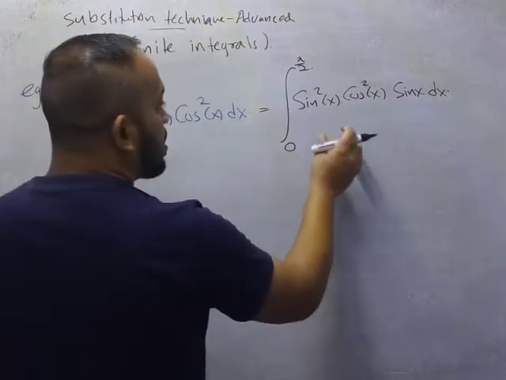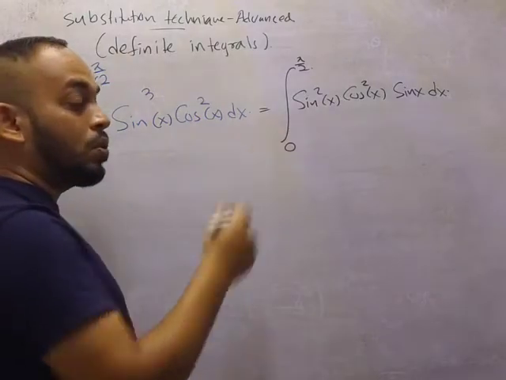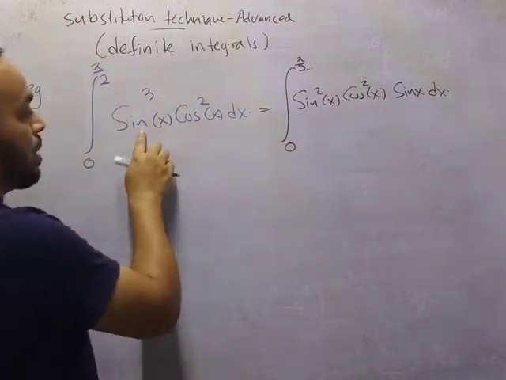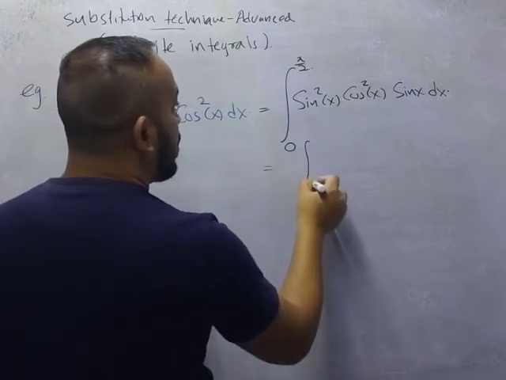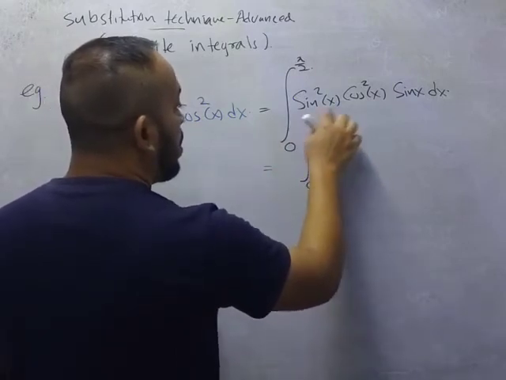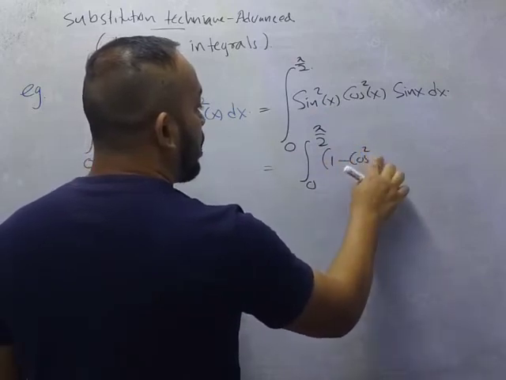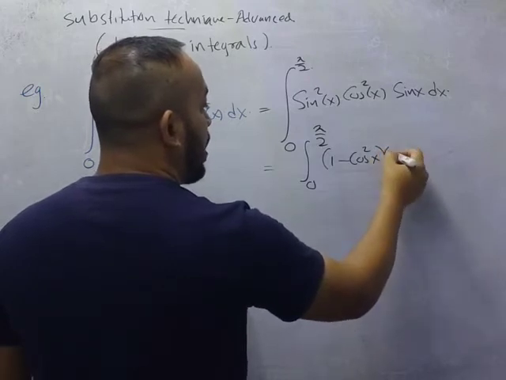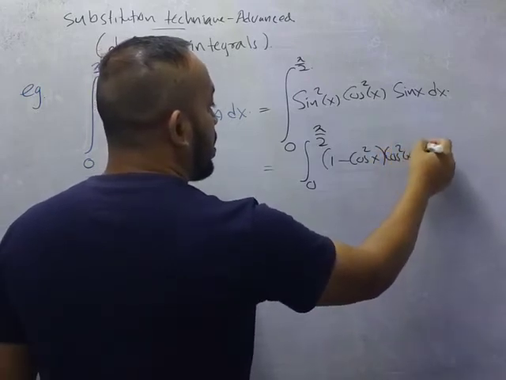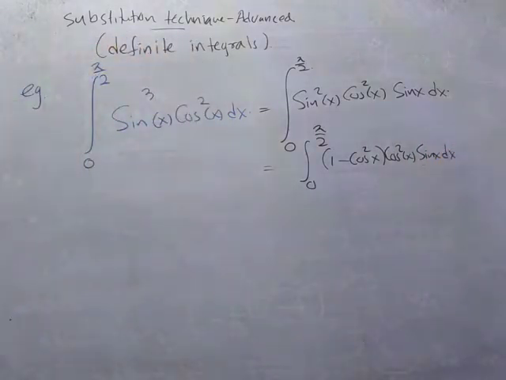Next, change all sine functions into cosines. If you separate out the sine, change all the remaining sine functions to cosine, with limits 0 to pi by 2 again. So sine squared can be written as 1 minus cos squared of x. Then cos squared x, you leave it like that. Then sin x dx.